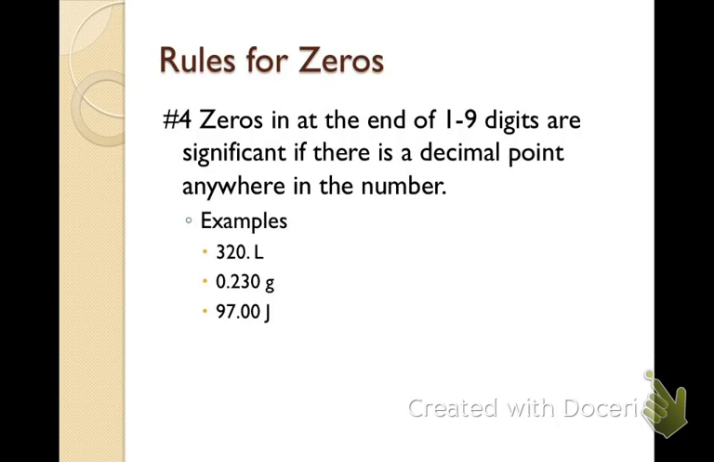So any leading zeros in front of all the 1 through 9 digits are not significant. The middle zeros are significant. Here's when it gets a little weird: zeros at the end of a number. Zeros at the end of the 1 through 9 digits are significant if there is a decimal point somewhere in the number. Anywhere in the number. So let's take a look at this first example. We have 320 liters. The 3 and the 2 are definitely significant. This 0 is a lagging 0, or 0 at the end, and it's only going to be significant if there's a decimal point somewhere. And we can see that there is a decimal point right there. So we have 1, 2, 3 sig figs.